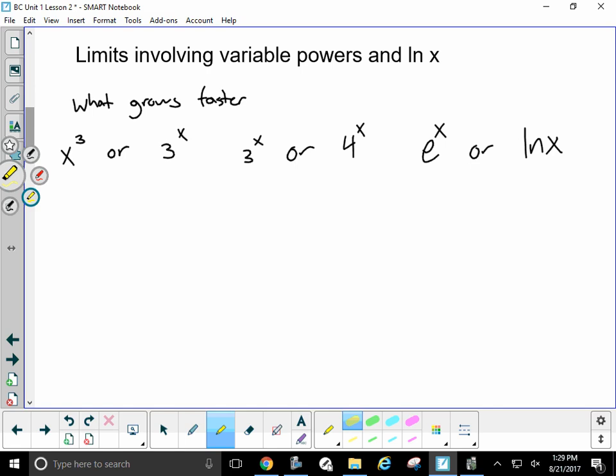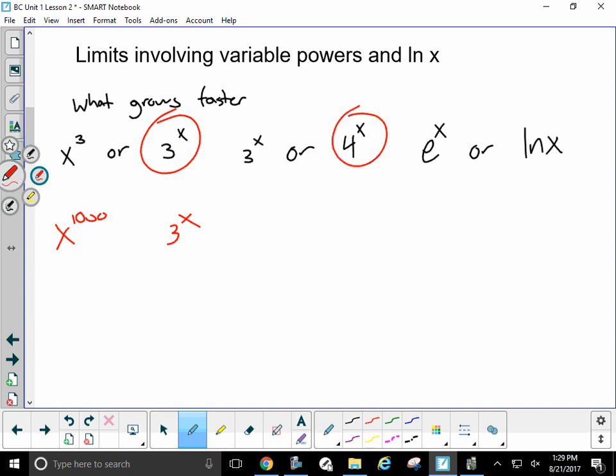What grows faster, x cubed or 3 to the x? 3 to the x. So much so that I can compare 3 to the x to any power, x to the 1,000, and 3 to the x wins. Okay? A number to a power grows much, much faster. Exponentially fast is what they call it, an exponential function, compared to a polynomial, x to any power. Okay? 3 to the x wins.